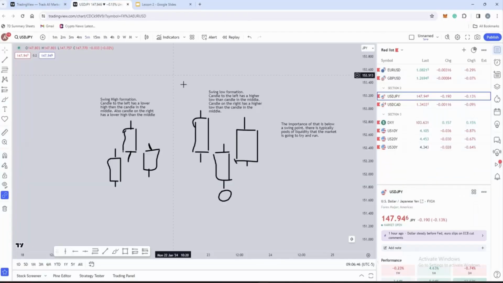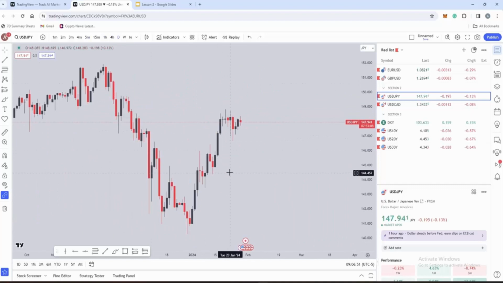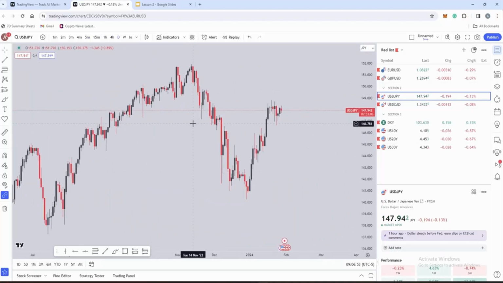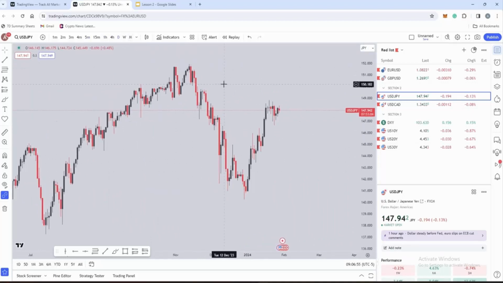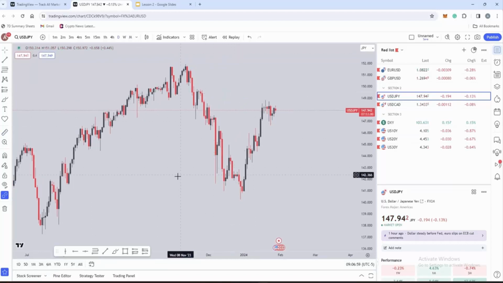Let's go back to the charts. Let's remove all of this. Start here at the daily. Alright. So as you see here in the daily, there is liquidity below each swing.